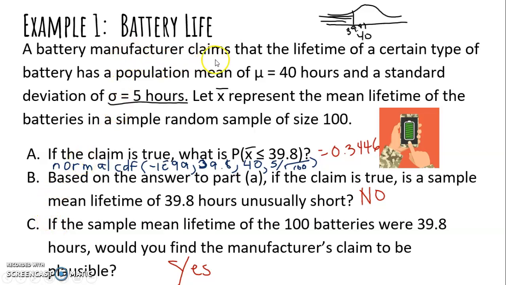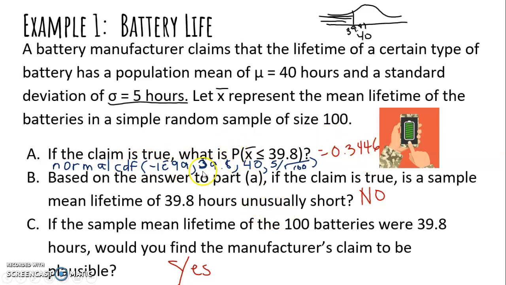A battery manufacturer claims that the lifetime of a certain battery has a population mean of 40 hours and a standard deviation of 5. This is a claim. That means it might not be true. We let X bar represent the mean lifetime of batteries in a simple random sample of size 100. So if the claim is true, if the mean is really 40, what's the probability that X bar is less than or equal to 39.8, that the sample mean is less than 39.8? And we did normal CDF and we found that it was 0.3446.